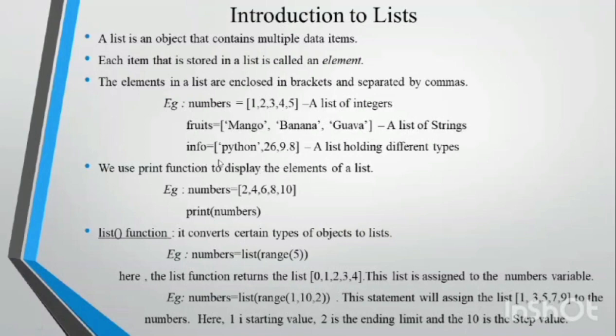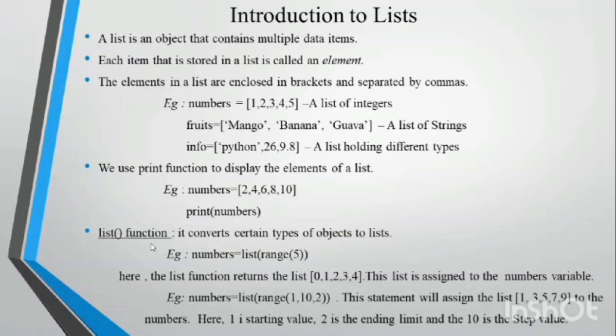We can use the print function to display the elements of a list. Here is an example. First, we are declaring the numbers, specifying a list of integers, and then we are using print. In that print function, we are passing the numbers variable so that it can print the elements of the list.